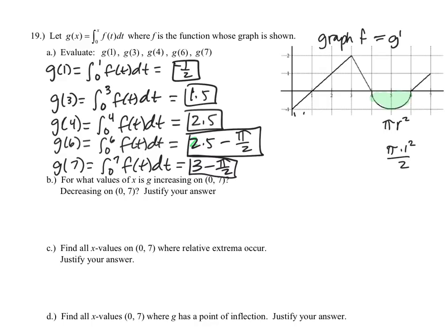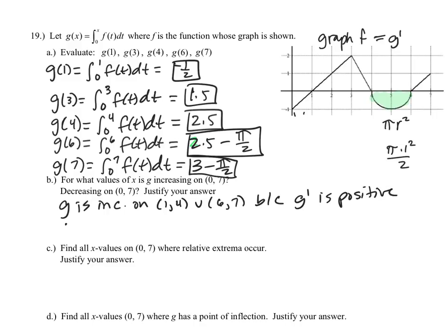So where is g increasing? g is increasing wherever g prime is positive. So it's positive from 0, no, not 0, sorry. It is positive from 1 to 4, and then again from 6 to 7. So g is increasing on 1 to 4 and on the interval from 6 to 7, and our reason is because g prime is positive.